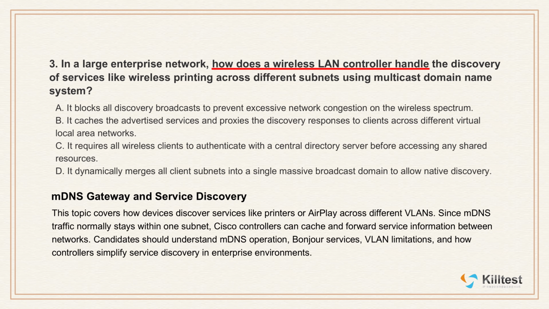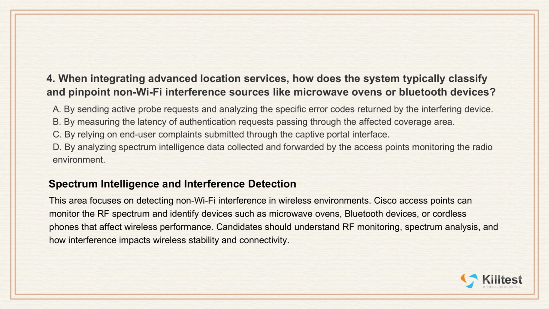Got it. Okay, so the network is clearly smart enough to find printers across subnets. But what happens when the disruption isn't on the network at all, but floating in the physical environment? You mean interference? Yes. Question 4. How do advanced location services classify non-Wi-Fi interference sources?